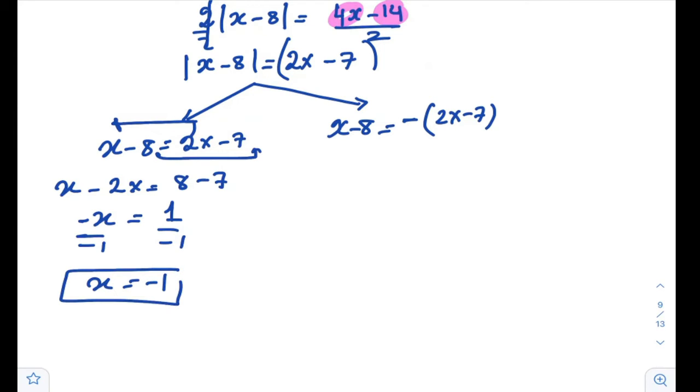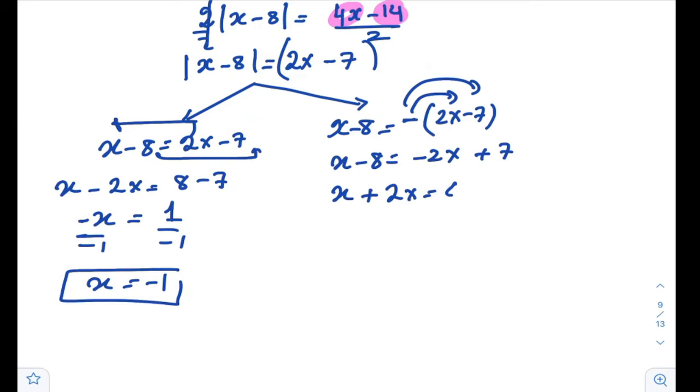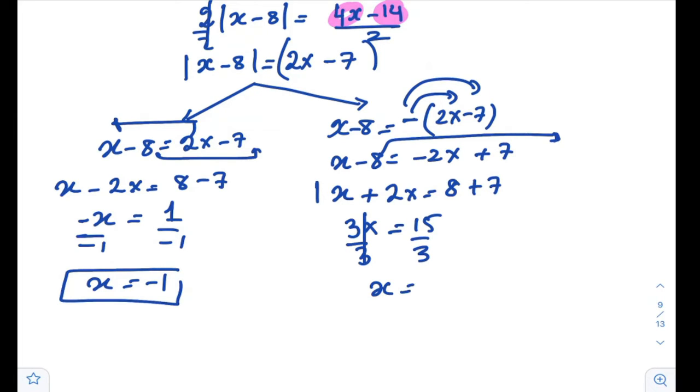This is one of the possible solutions, we can say. Now, the second one, negative times 2x is negative 2x, negative times negative 7 is plus 7. So we have x plus 2x is equal to 8 plus 7 because we'll take the 8 to the other side. So 3x equals 15. And when you divide, x is 5.